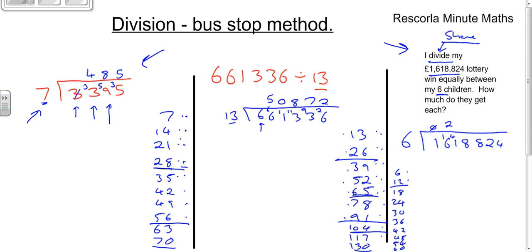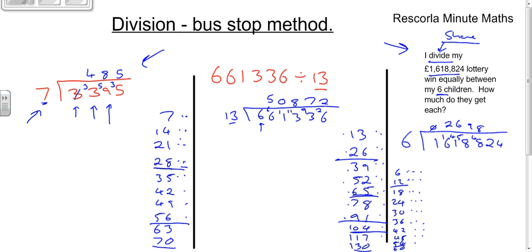How many times does 6 go into 41? So 1, 2, 3, 4, 5. So it goes in there 6 times. So 6 goes above it. And then we've got 5 left over. How many times does 6 go into 58? 1, 2, 3, 4, 5, 6, 7, 8, 9 goes in there 9 times. And then what's left over from 58? You've got 4 left over. How many times does 6 go into 48? So 1, 2, 3, 4, 5, 6, 7, 8. Goes in there 8 times with nothing left over.